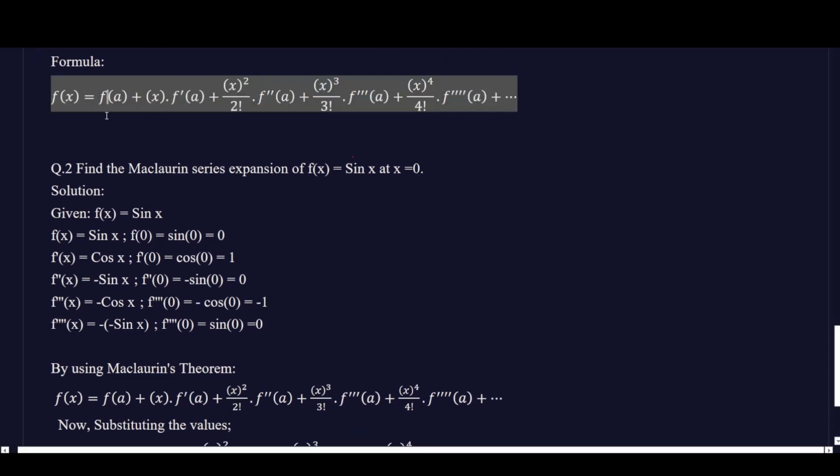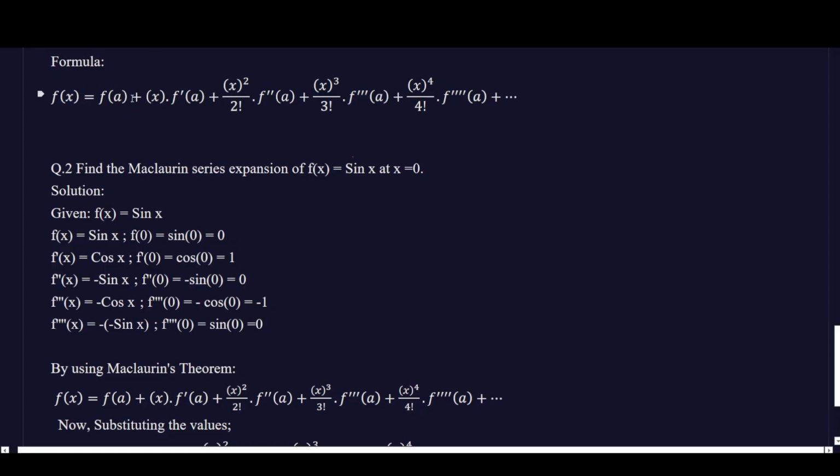We can see that the main thing we need to calculate to solve a Maclaurin series problem is to find f of a, f dash a, f double dash a, f triple dash a, f 4 dash a, and so on.